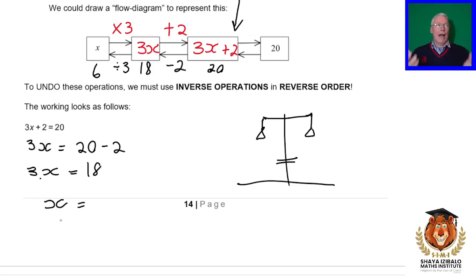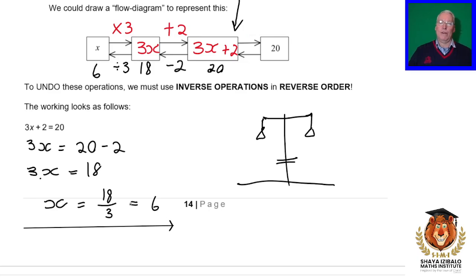But I can't just divide by 3 on one side. I'm going to destroy the balance. I've got to divide by 3 on both sides. This is going to be 18 divided by 3, and there's my answer. 18 divided by 3 is 6.